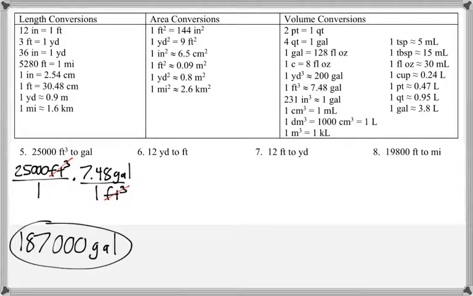On question number 6, I'm converting 12 yards to feet. So that conversion is right here. So I'm going to take 12 yards over 1 times 3 feet over 1 yard. So the yards will cancel out, and we just need to do 12 times 3, and you can divide it by 1, and this will give you 36 feet.